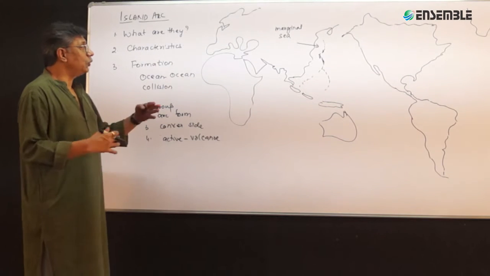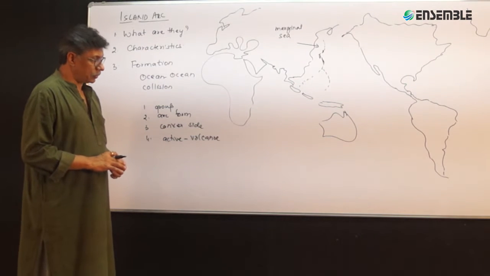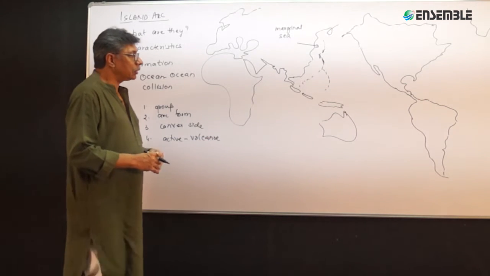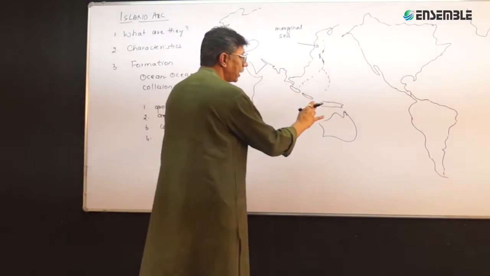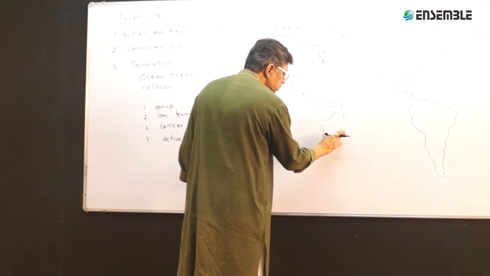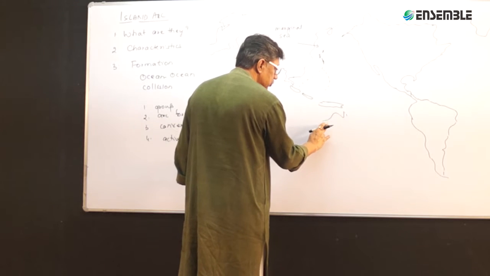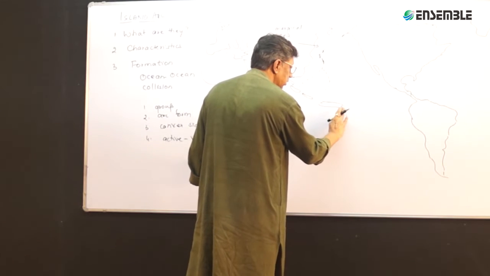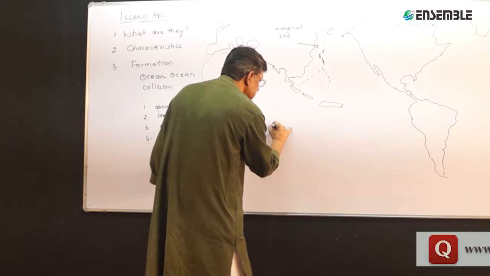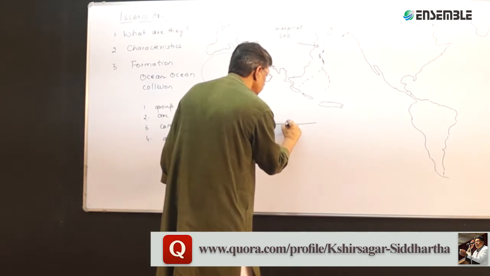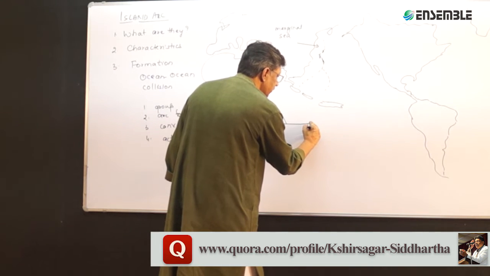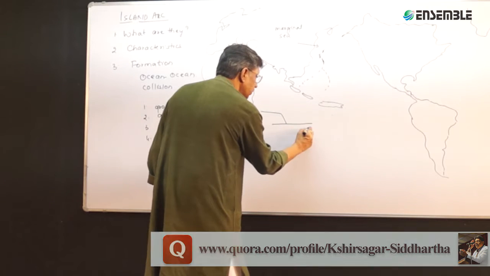That's one. How is it that these island arcs form? The formation of these island arcs is associated with what we call an ocean collision. If we can utilize this space to explain what exactly ocean collision is, we'll understand it better. What is happening here is, this is going to be the Asian plate.